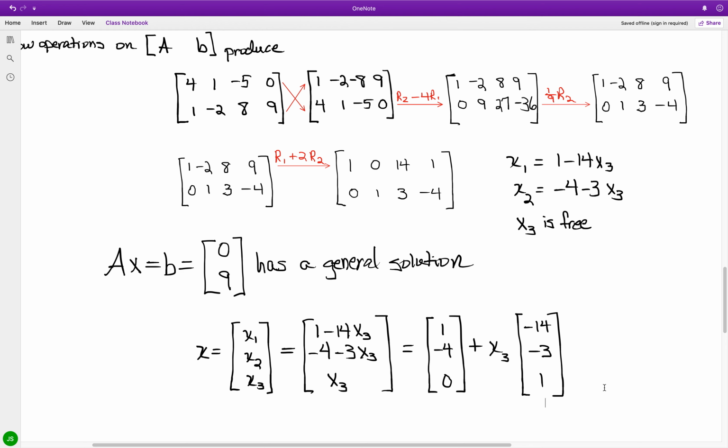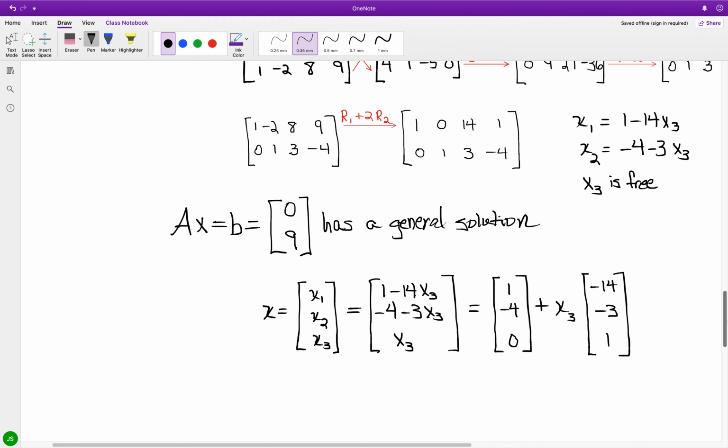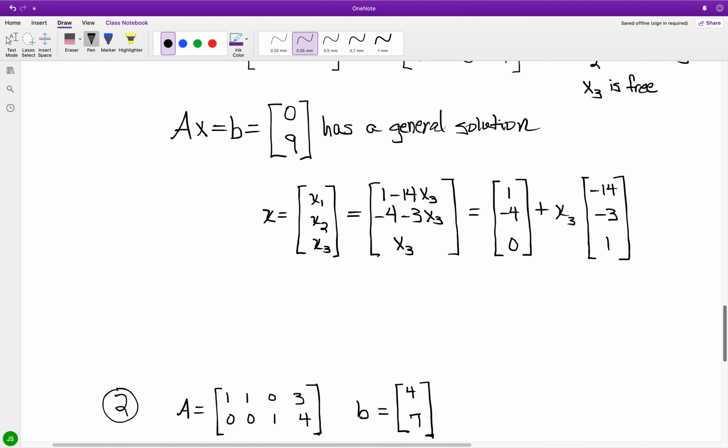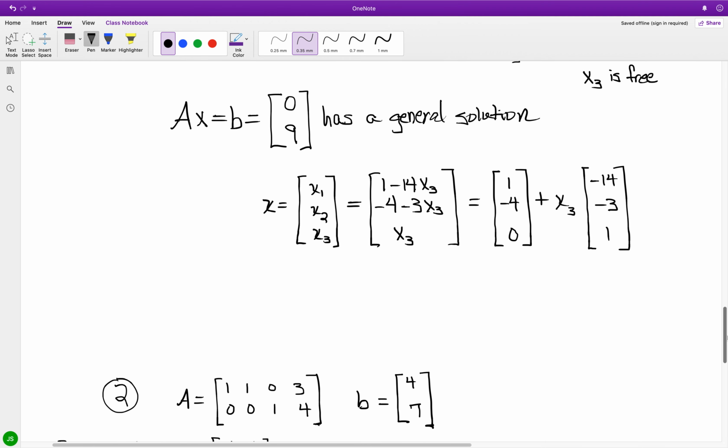So this will be your general solution for this particular system. Okay, so for what we have in the second system, we have 2 matrices. We have the coefficient matrix A, with the top row 1, 1, 0, 3 and the bottom row 0, 0, 1, 4, and we have B as a non-zero matrix where we have 4 at the top, 7 at the bottom.